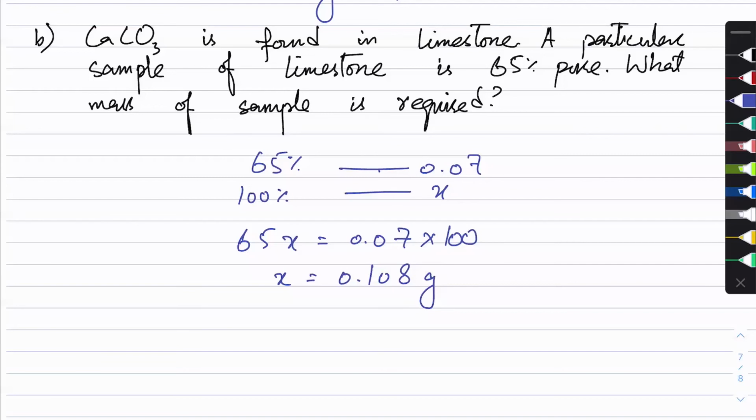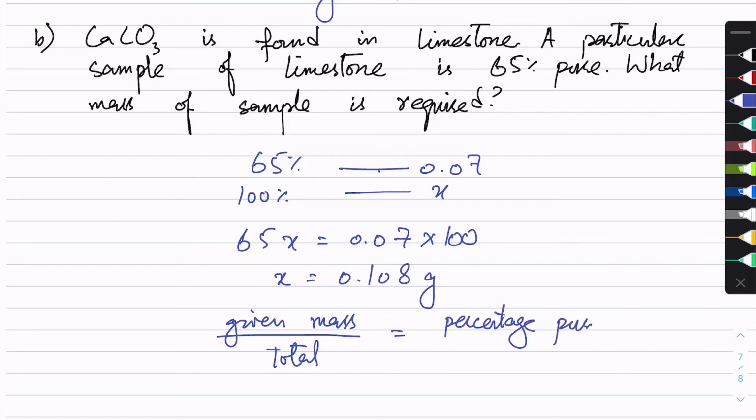The formula would be given mass over total equals percentage purity over 100%, or you can also just multiply it by 100% here. So basically what I'm saying is that percentage purity is given mass over total into 100%. So if I do it this way, percentage purity is 65%.